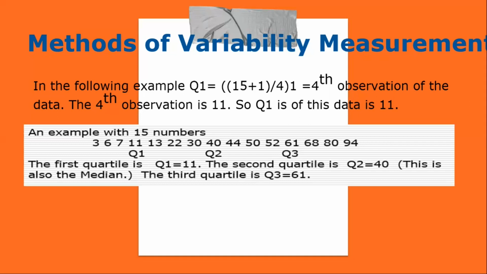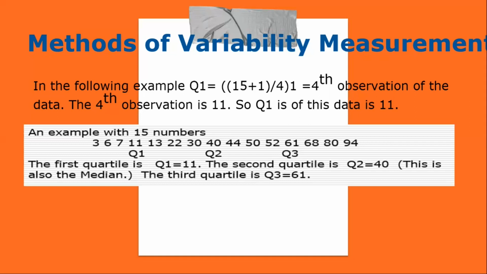An example with 15 numbers: 3, 6, 7, 11, 13, 22, 30, 40, 44, 50, 52, 61, 68, 80, 94. The first quartile is Q1 equals 11. The second quartile is Q2 equals 40. This is also the median. The third quartile is Q3 equals 61.